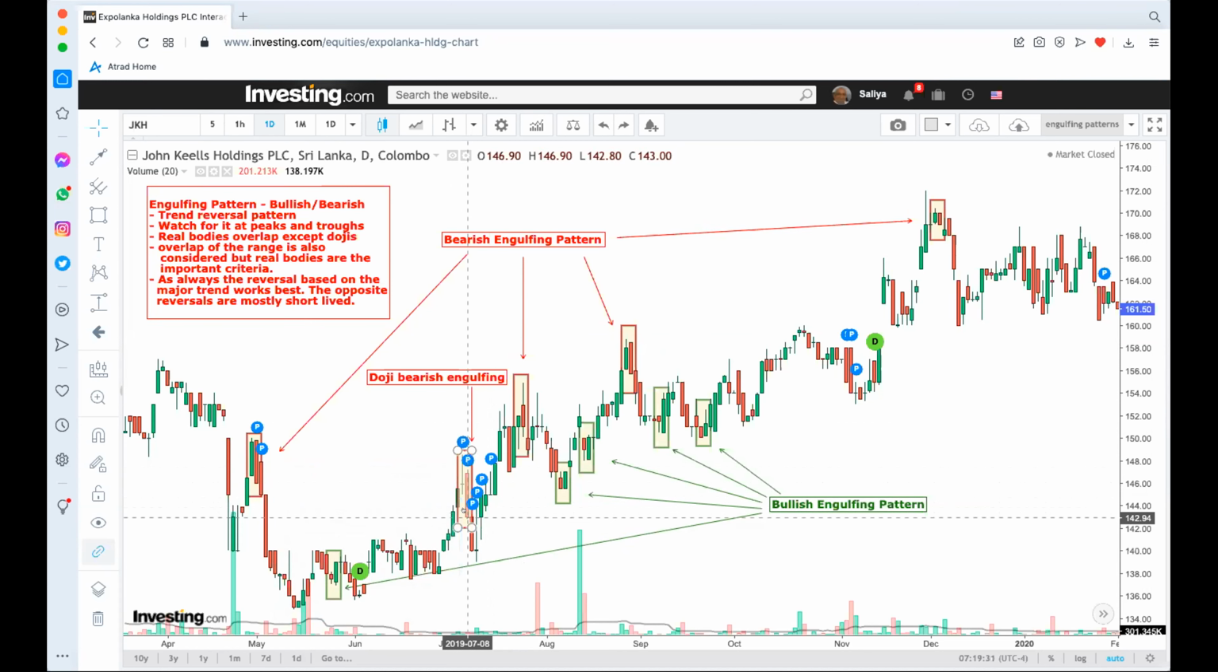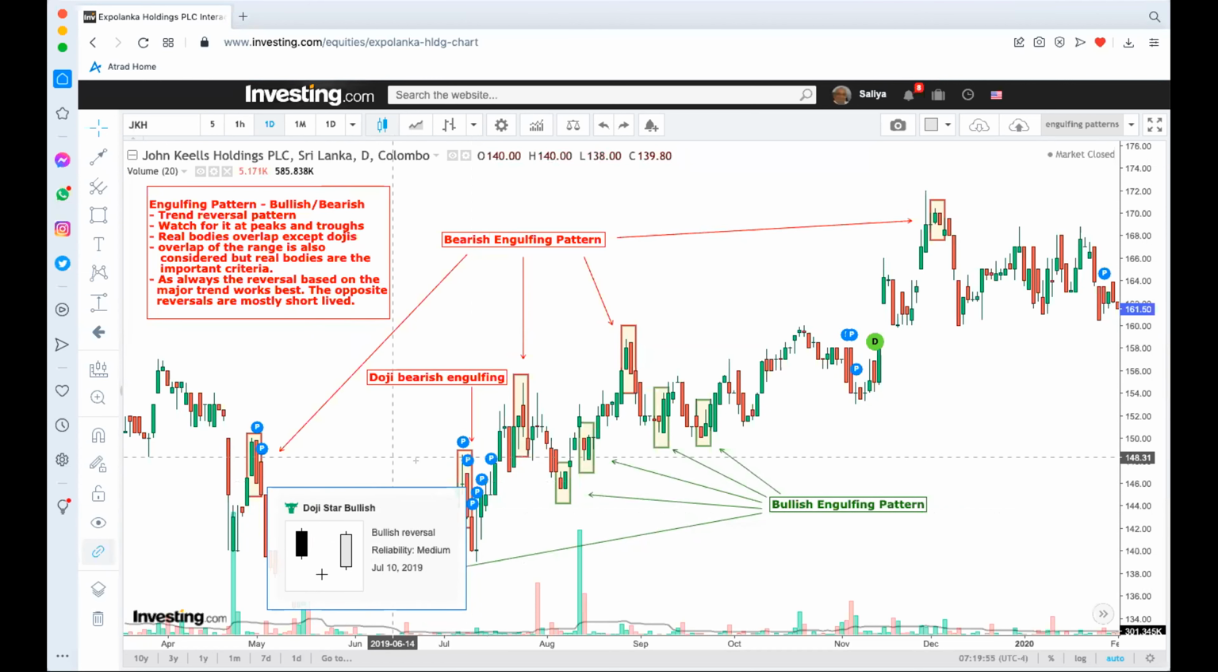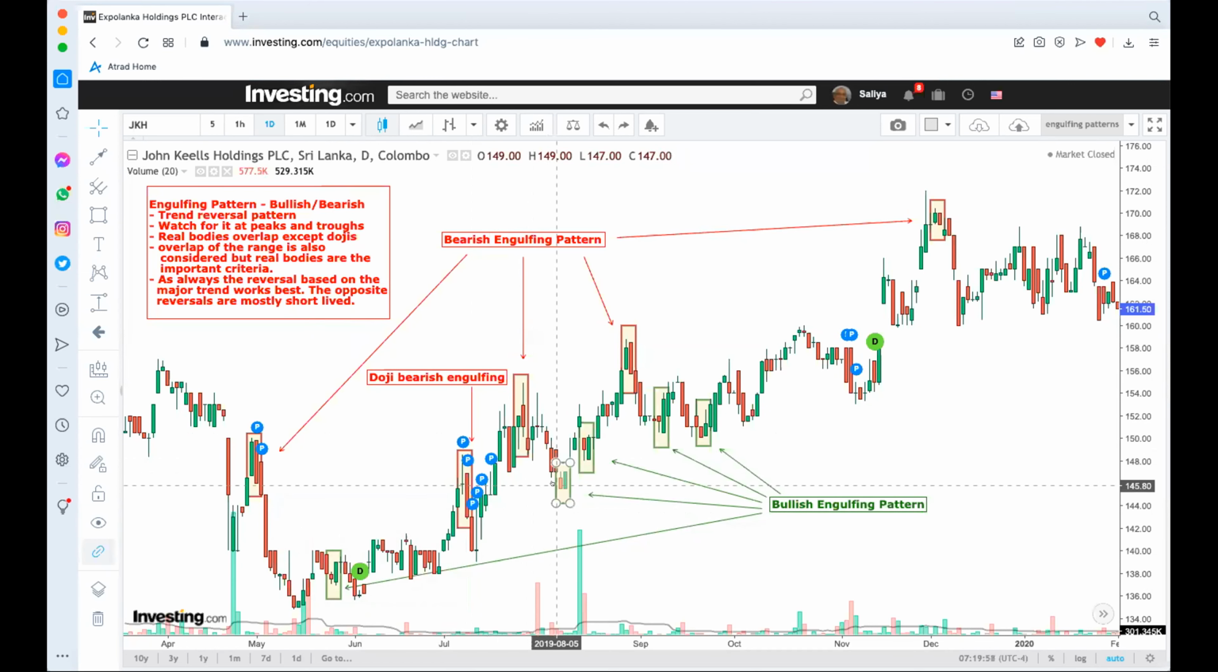Especially when it comes to the engulfing pattern, we always look at the overshadowing from the second candle. That is also very important to understand. Here, the Doji is the first candle. The second candle is the larger candle, which is engulfing the first candle. And all these candles are the same. When we see that formation only, they are known as bullish or bearish engulfing patterns.